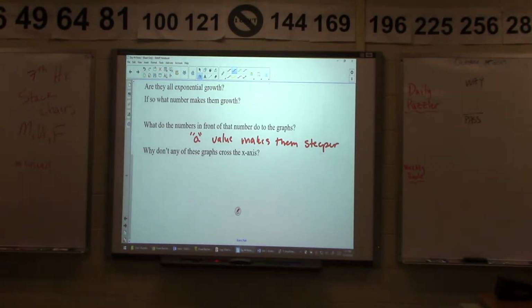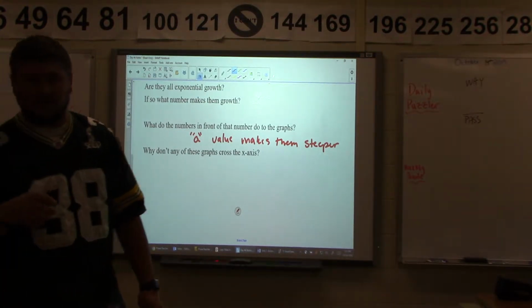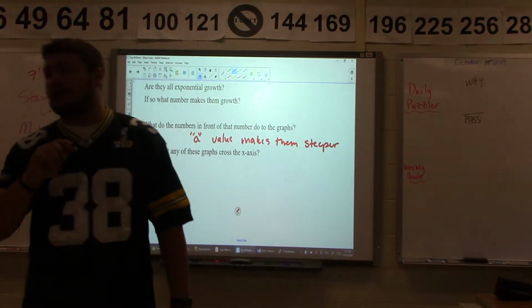Alright, like I said before though guys, we're not going to ask you to actually graph these. We're going to ask you to match a graph with an equation. So you just punch it in your calculator and match it. Or tell us whether it's growth or decay.